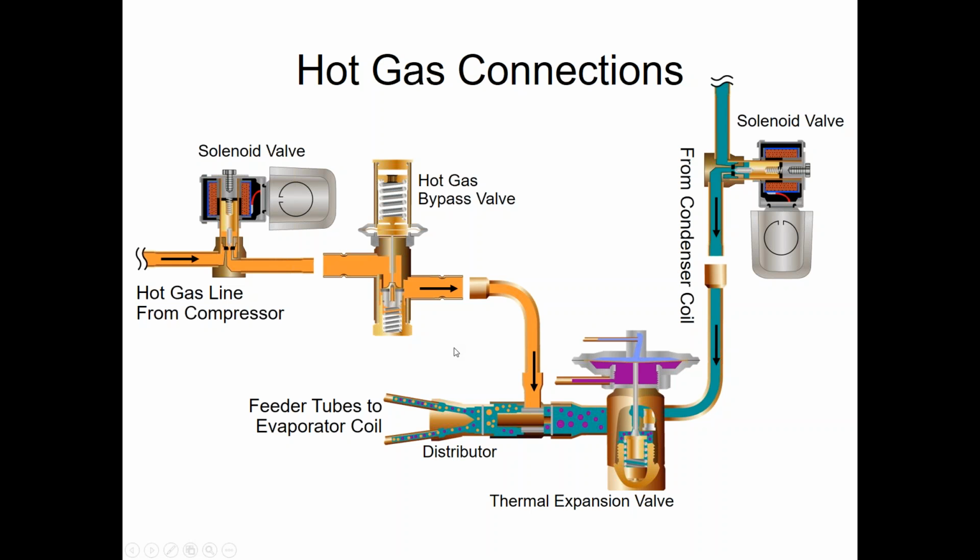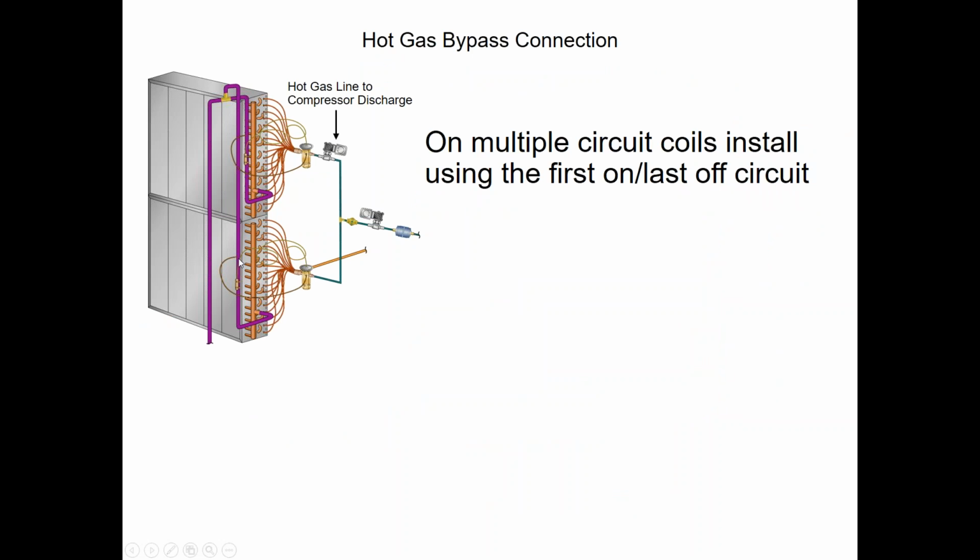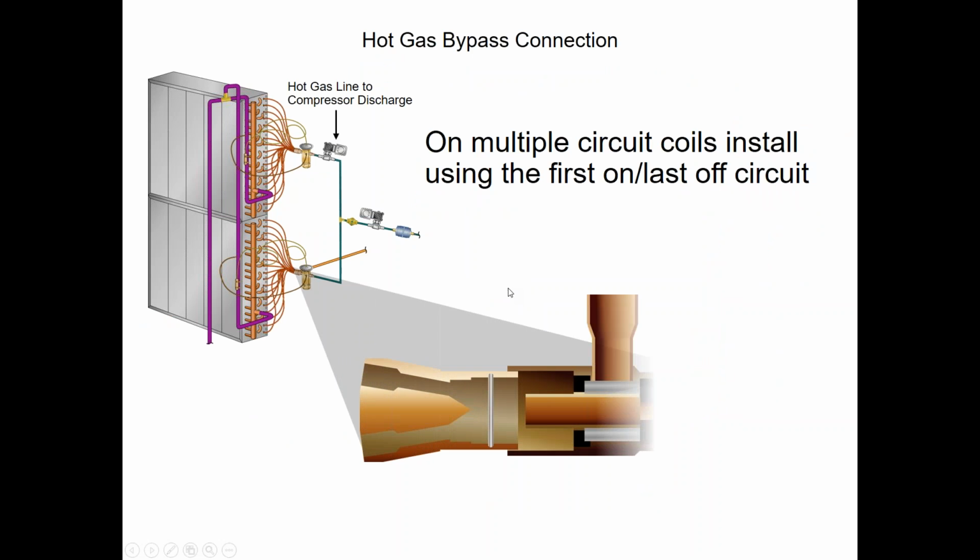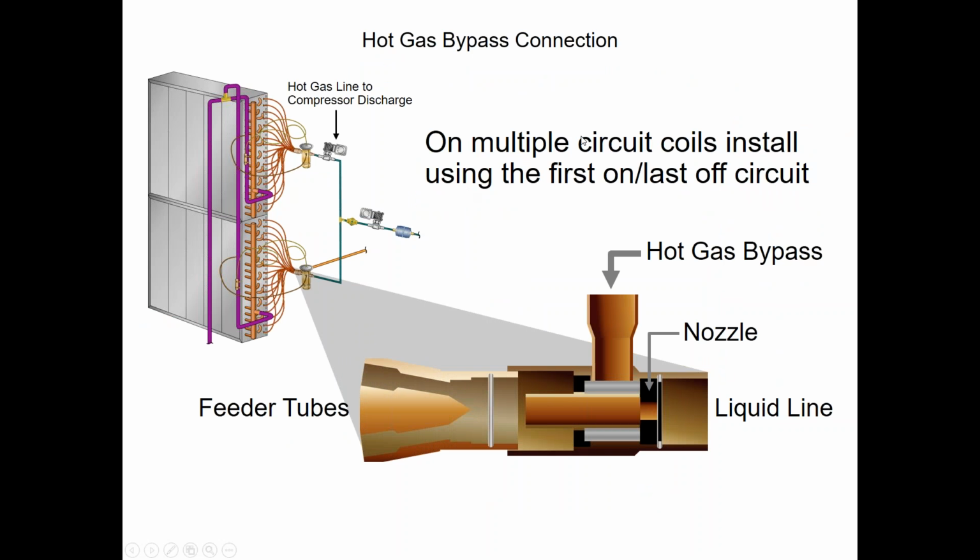So hot gas bypass, that's another pipe you may have to size on a job. And again, if you're on the job, give me drawings of where everything's at, and we'll get it sized up for you. If you have multiple coils, going back to this slide now, the hot gas bypass always goes on that first on, last off coil.